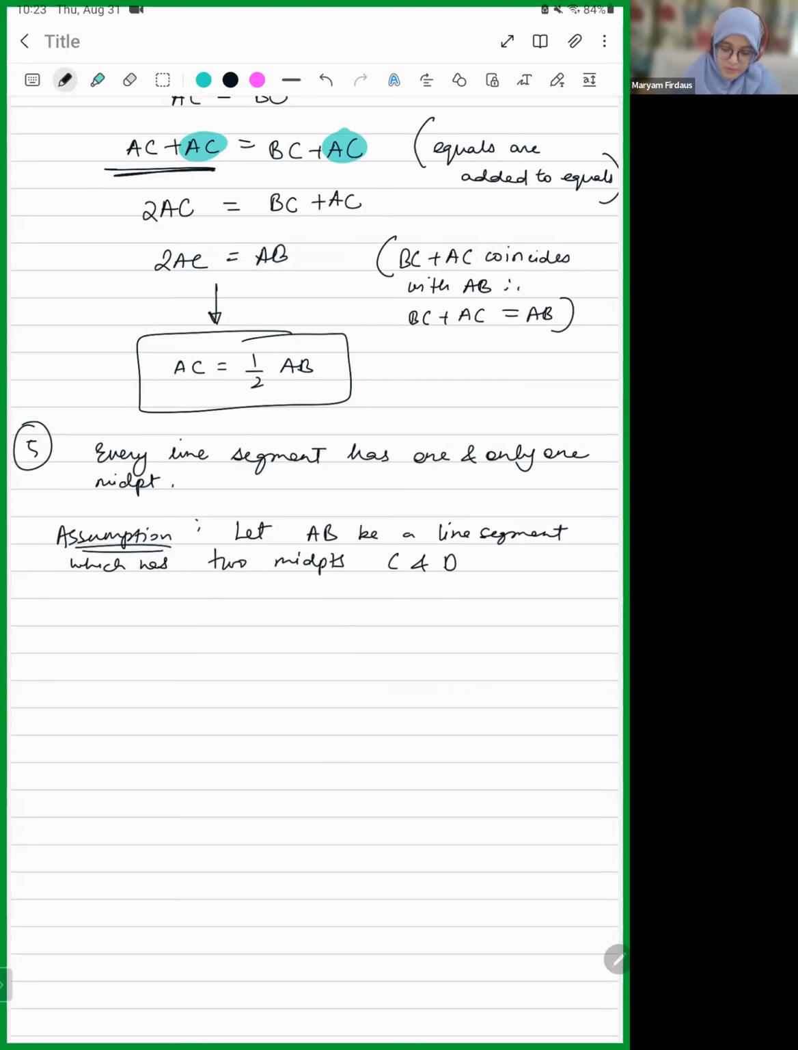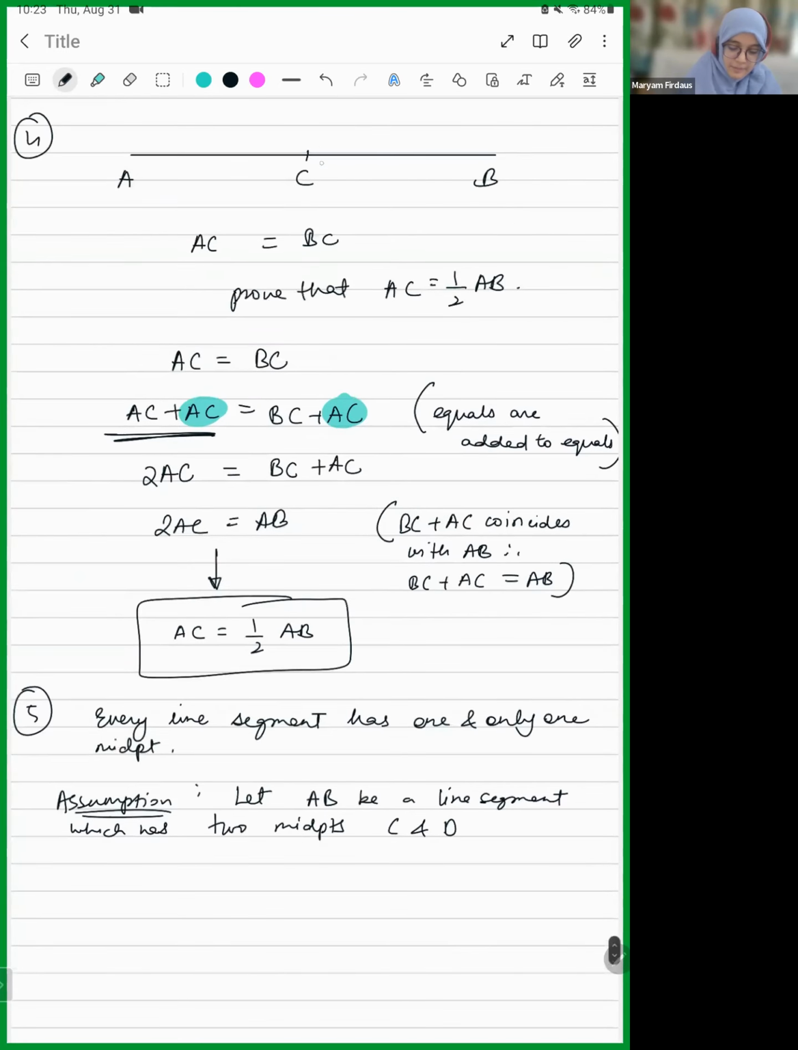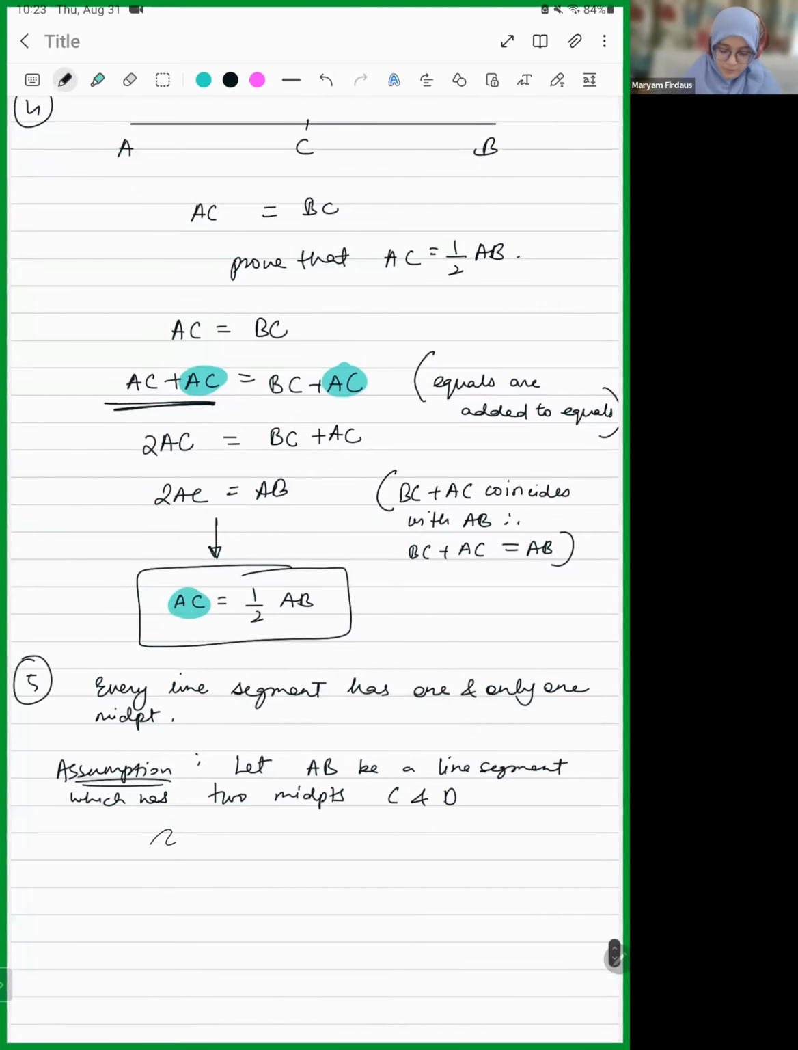Okay, so over here we had a midpoint, right? So that means AC is half of AB, if C is a midpoint. Then AC is half of the entire length, right? So that means AC is half of AB, and also AD is half of AB because D is also a midpoint.